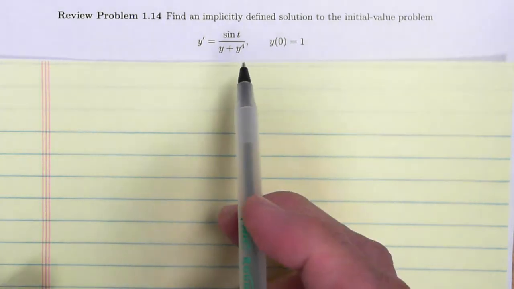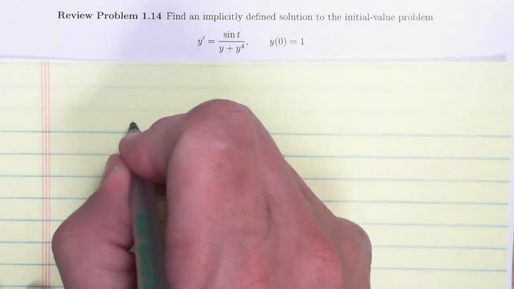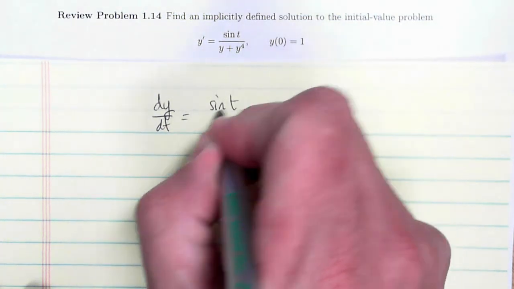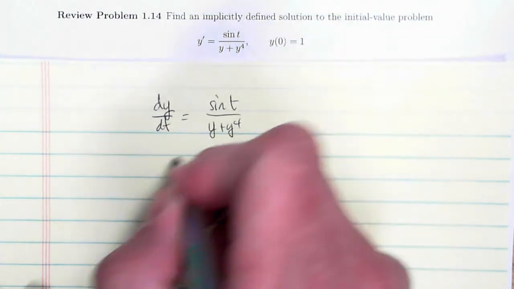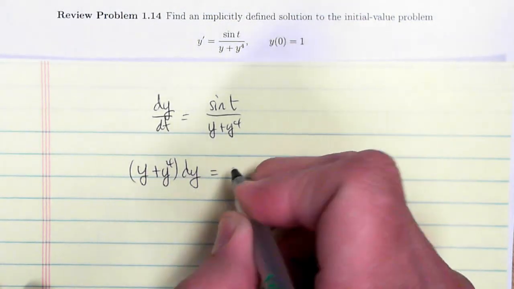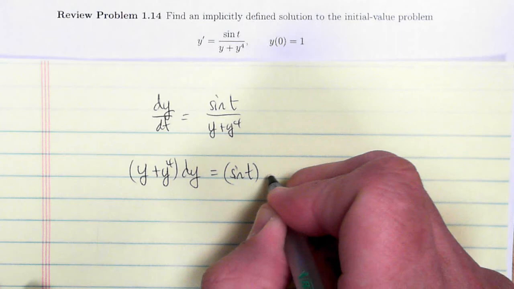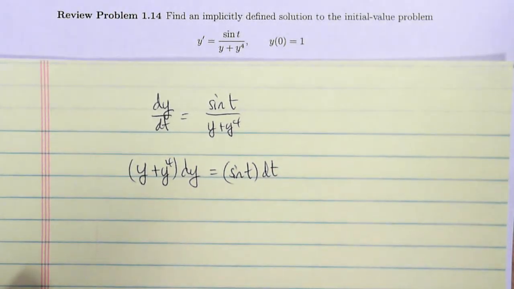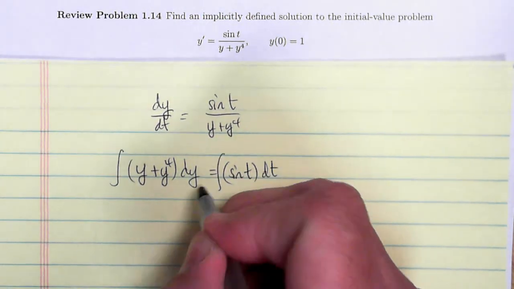Okay, now this is separable, so let me multiply up, and we get dy/dt first is equal to sine t over y plus y to the fourth. So if I multiply, well, it's kind of like cross multiplication. This is not legally cross multiplication, but the fractional symbol for dy/dt actually makes this legal with the chain rule. Then integrate.